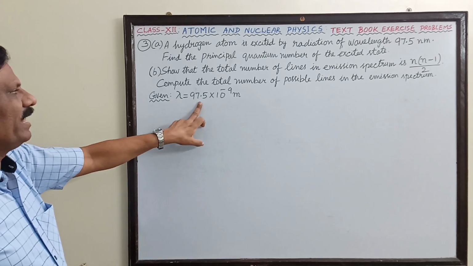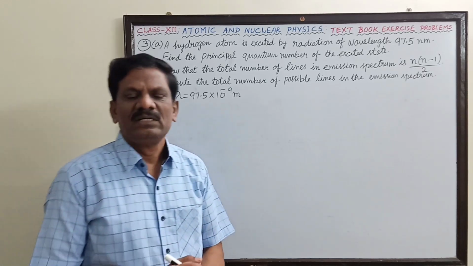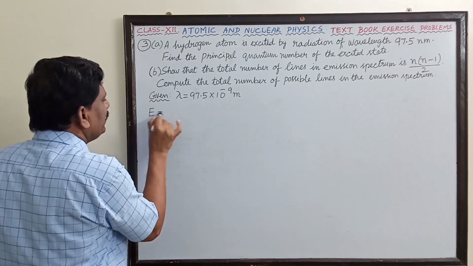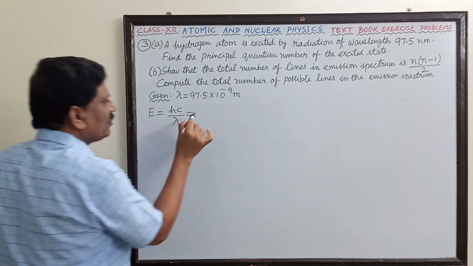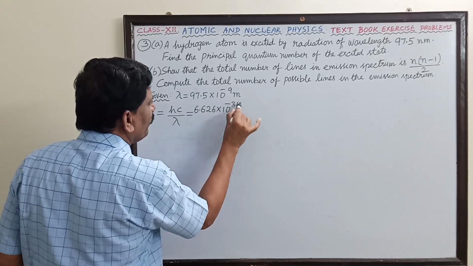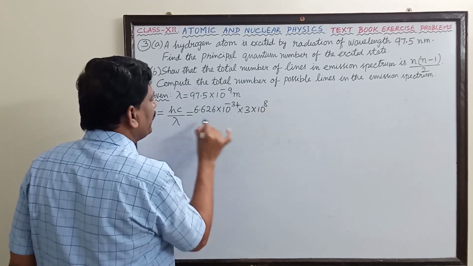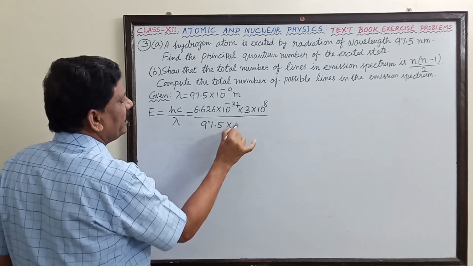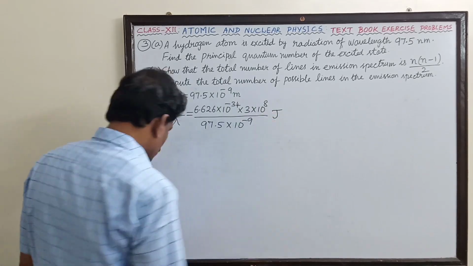It is given that the lambda value is 97.5 into 10 power minus 9 meter. So what is the corresponding energy? We will find out. So the corresponding energy E is equal to hc by lambda. So h is the Planck's constant, that is 6.626 into 10 to the power of minus 34 joule second. C is the velocity of light, that is 3 into 10 to the power of 8 meters per second, divided by 97.5 into 10 to the power of minus 9 meter. Okay, and the unit is now joule.